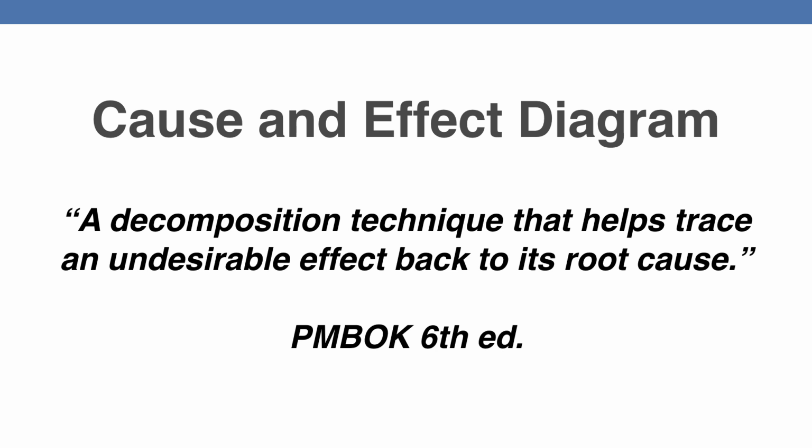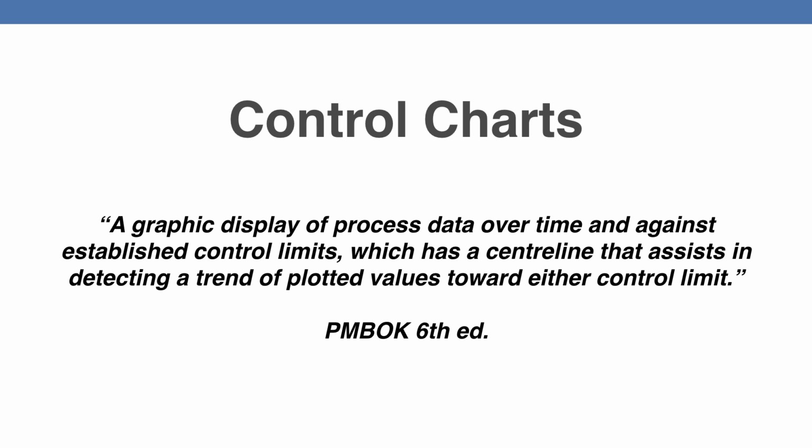A cause and effect diagram is a decomposition technique that helps trace an undesirable effect back to its root cause. A control chart is a graphical display of process data over time against an established control limit. So if you go over the upper control limit, the process is out of control. Or if you go below the lower control limit, then you know the process is out of control. Essentially, you will plot all of your data points onto this chart and it will tell you if you are within the allowed variation limits.